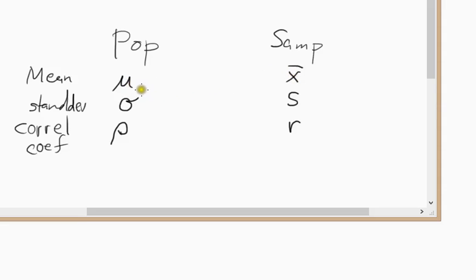If you see mu, that's supposed to be the whole population. If you see X bar, that's just the sample. Same thing: sigma is the whole population standard deviation, S is just the sample standard deviation, and so on and so forth. Alrighty.